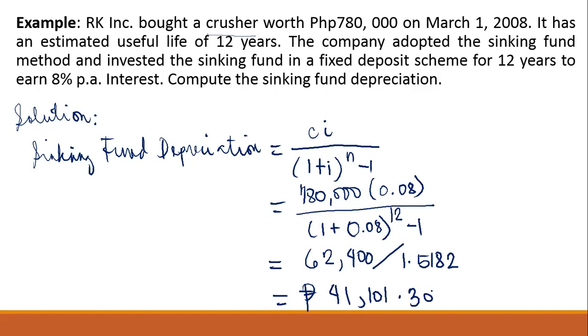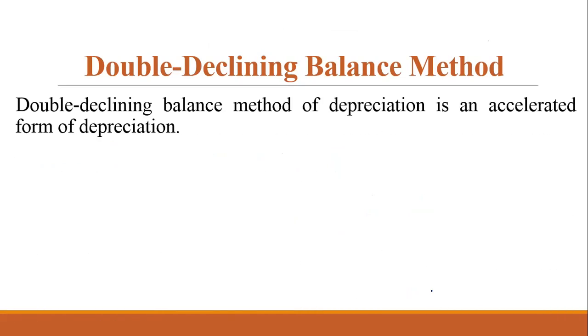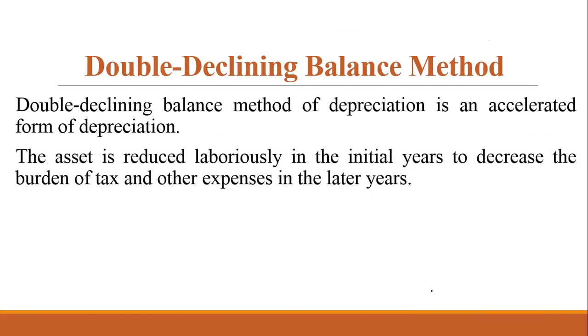And we have the double declining balance method. Okay, so ano naman yung method na to? Method ng depreciation na ito. So this is an accelerated form of depreciation wherein the asset is reduced laboriously in the initial years to decrease the burden of tax. Okay? Ayan. And other expenses in the later years.